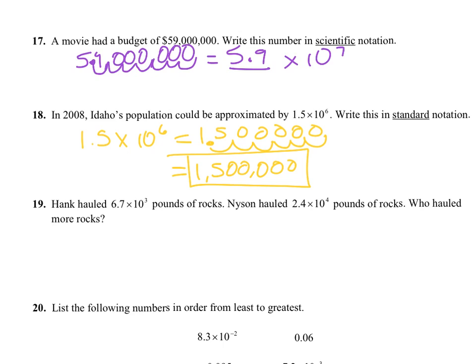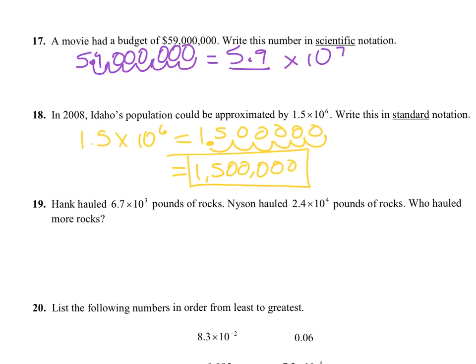All right, number 19. It says Hank hauled 6.7 times 10 to the 3rd power pounds of rocks, and Nyson hauled 2.4 times 10 to the 4th pounds of rocks. Who hauled more rocks? When you're comparing numbers written in scientific notation, you first must convert them back to standard notation before you compare. So let's go ahead and do that here for Hank, shall we?